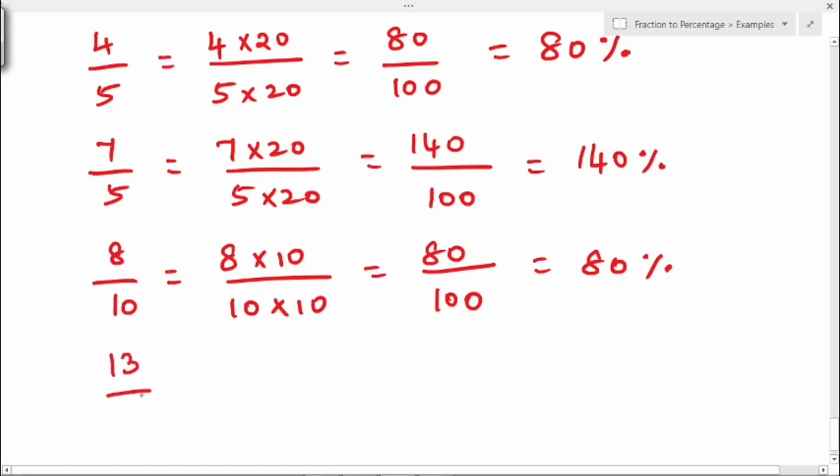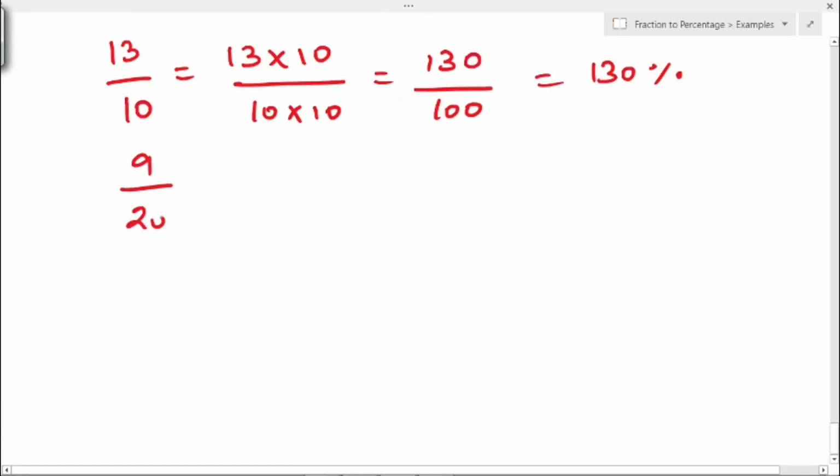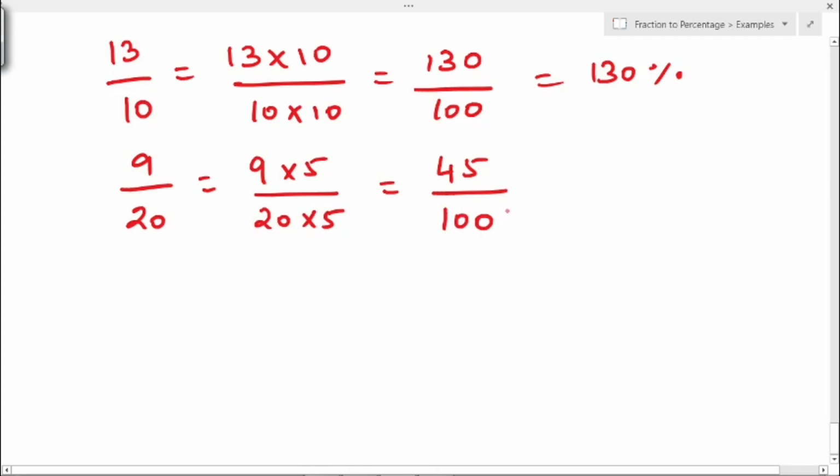Next we have 13 divided by 10. Again in the denominator we have 10, so we have to multiply with 10. So 13 into 10 divided by 10 into 10. So 130 divided by 100. So the answer is 130%. Next we have 9 divided by 20. In the denominator we have 20. If you multiply with 5, you will get 100, right? So we have to multiply both numerator and denominator with 5. So that is 9 into 5 divided by 20 into 5. So 9 fives are 45 divided by 100. So the answer is 45%.